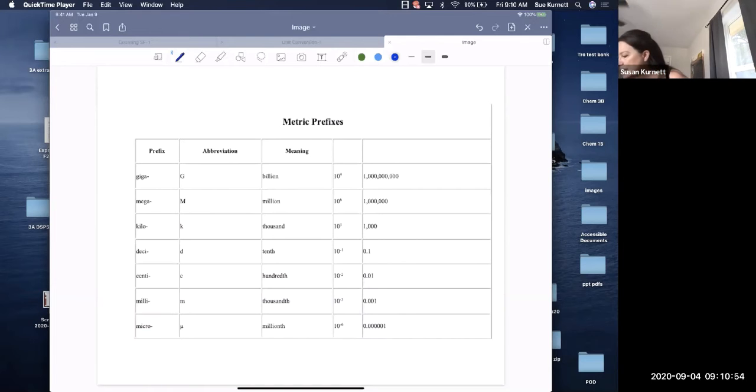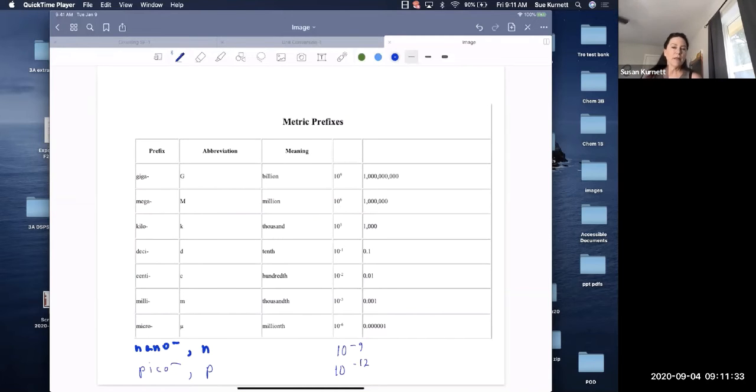I do want to add that for the sake of what we're doing, there are a couple extra ones. So what we're doing today, you might see nano, which is just a lowercase n. And nano is 10 to the negative 9. And there's a pico, which is 10 to the negative 12. So it's possible that you're going to run into those today.